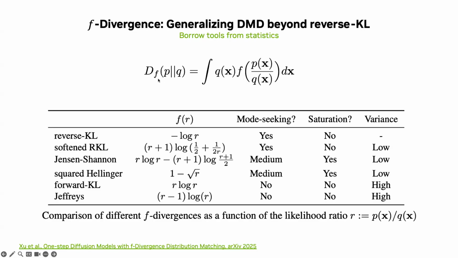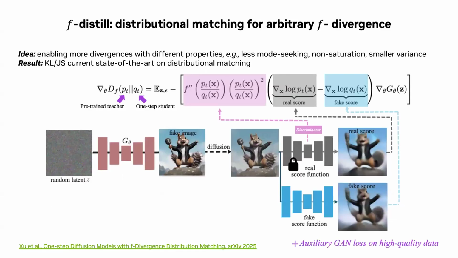And the statistics community has built many different forms of these F divergences, and they come with different flavors. Some of them are mode-seeking, some of them are a little bit mode-seeking, and some of them are not. If you use them for training these models, some of them have saturated gradients, some of them don't. And if you look at the variance of gradients, some of them have low variance, some of them have high variance. So this kind of generalization allows us to go beyond just reverse KL and consider other divergences. And in our experiments, we saw that Jensen-Shannon divergence, which used to be used a lot in GAN literature, also works better in many experiments compared to the DMD-based or reverse KL-based approach.